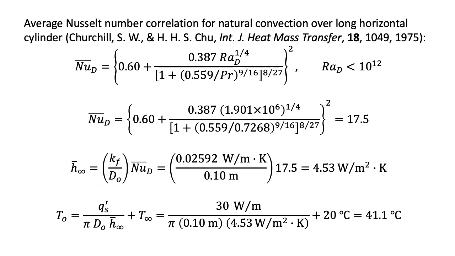Referring to our textbook, we select the average Nusselt number correlation for natural convection over a long horizontal cylinder from Churchill and Chu that is valid for our flow conditions. Substituting in values, we get an average Nusselt number of 17.5, an average heat transfer coefficient of 4.5 watts per meter squared Kelvin, and finally an outer surface temperature of 41.1 degrees Celsius, which agrees with our initial guess, thus confirming that the solution has converged. If we had guessed something else, our temperatures would not agree and we would repeat the calculation until they did so.